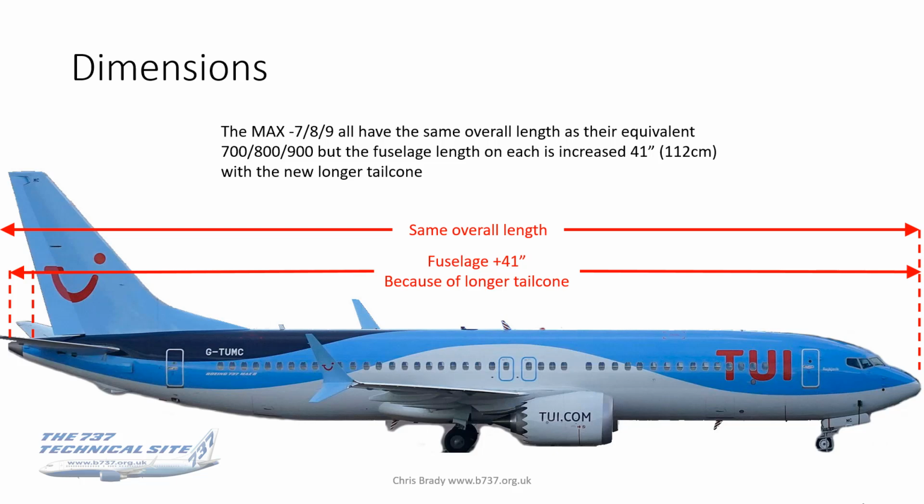Now, even with a 41-inch increase, the overall length of the aircraft is still the same, and that is because the aftmost point of the aircraft is not the tail cone. It's actually the trailing edge of the horizontal stabilizer. So the length of the aircraft is the same. You don't need to worry about this for turning circles or turning radii or anything. It's the same length aircraft.